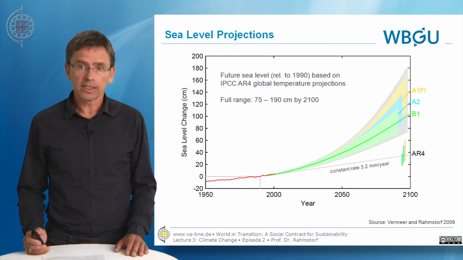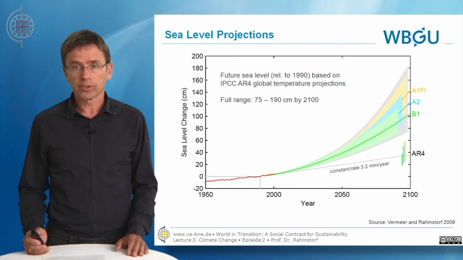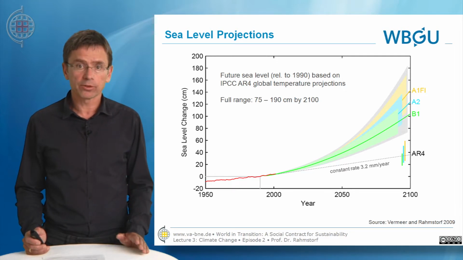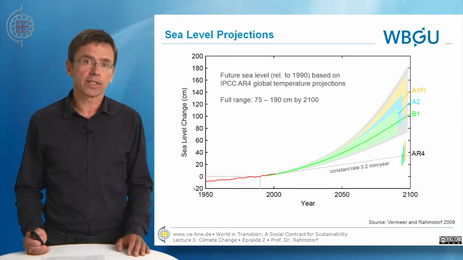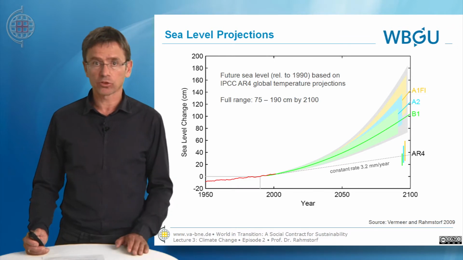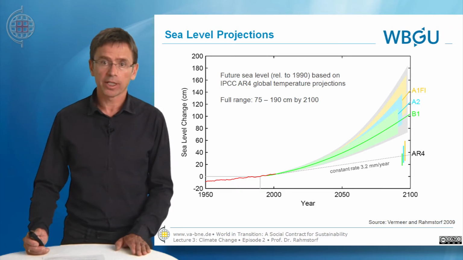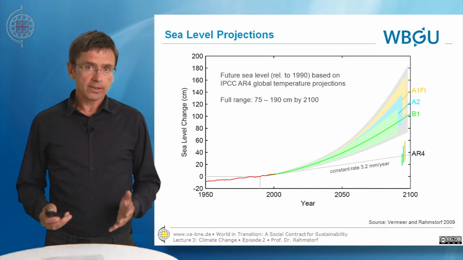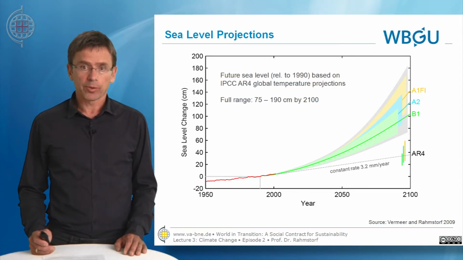And as you can see here, the best estimates for these 3 emission scenarios shown here range between 1 meter and 1 meter 40, with an overall uncertainty range between 75 centimeters and in the uppermost extreme up to 1 meter 90 by the year 2100. Now, that is based on this correlation from the past.